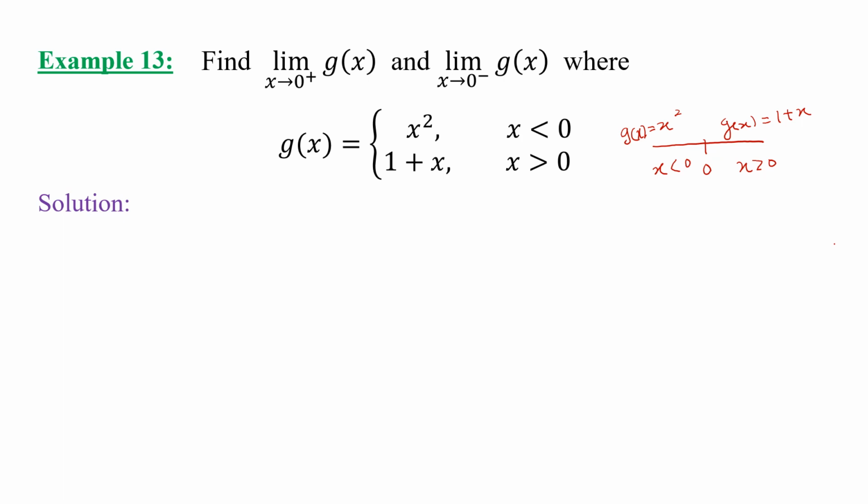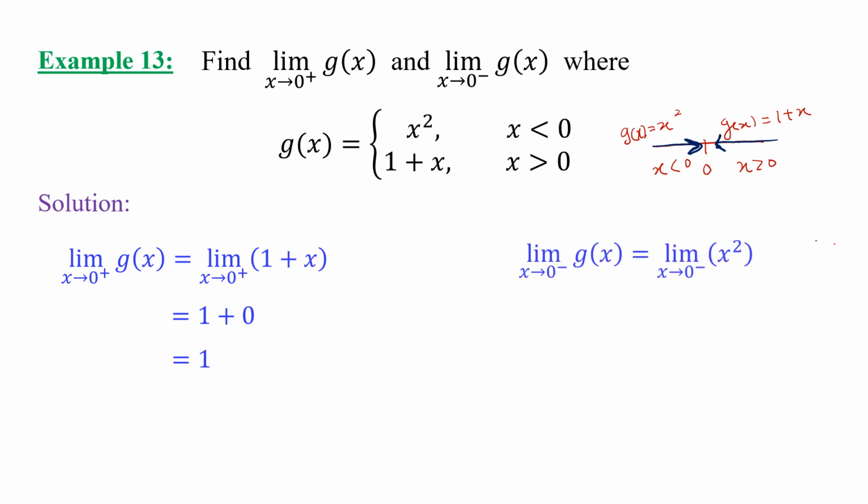Therefore, if we want to find the limit as x approaches 0 from the right, the function g that we need to substitute is 1 plus x. Then, substitute the value of x with 0 and we get 1. Next, find the limit as x approaches 0 from the left. And the function g is x squared. Substitute x with 0 and we get 0.